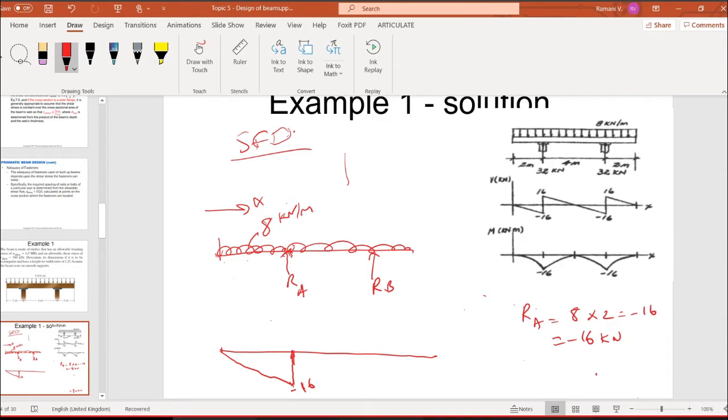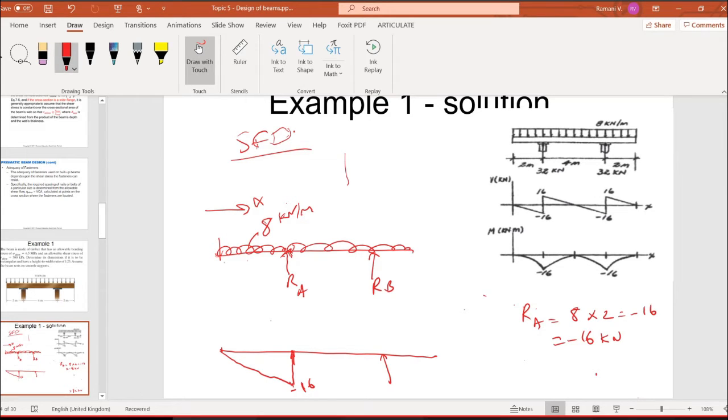And then I cannot stop here because there is another loading going on, right? Still loading is there. Including this point, there is a loading. How much is the loading? That is equal to 16 again, right? Again convert it. From here to here is RB. I just put the value only. From here to here is 8 times 4 meter. 8 times 4 is 32, right? So there is something like 32 existing in this area. So you have to mark 32, add with this value.